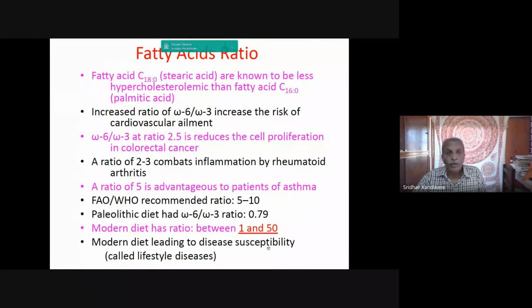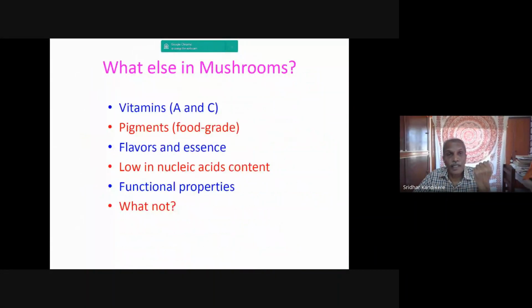So this is how we can evaluate food material for various aspects pertaining to its qualities, like proteins, amino acids, minerals, and fatty acids. And what else do we have in mushrooms? Sometime earlier, Professor Dr. Sunil Kumar Deshmukh gave a talk about the pigments, and a lot of food grade pigments can be produced by mushrooms. They are also good in vitamins, especially A and C. The mushrooms are also good flavoring agents. Flavors and essence can be obtained from them. And they are low in nucleic acid content.